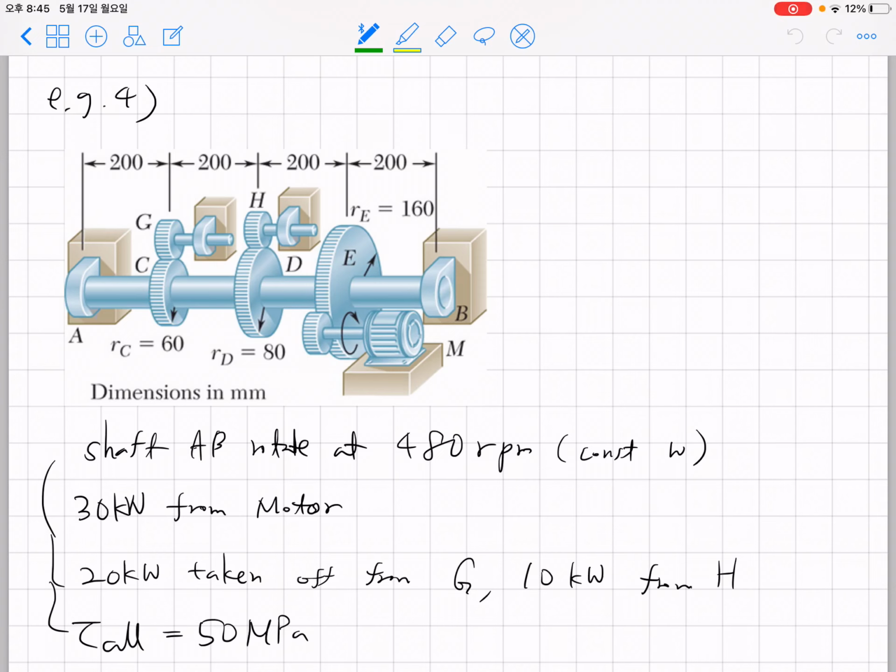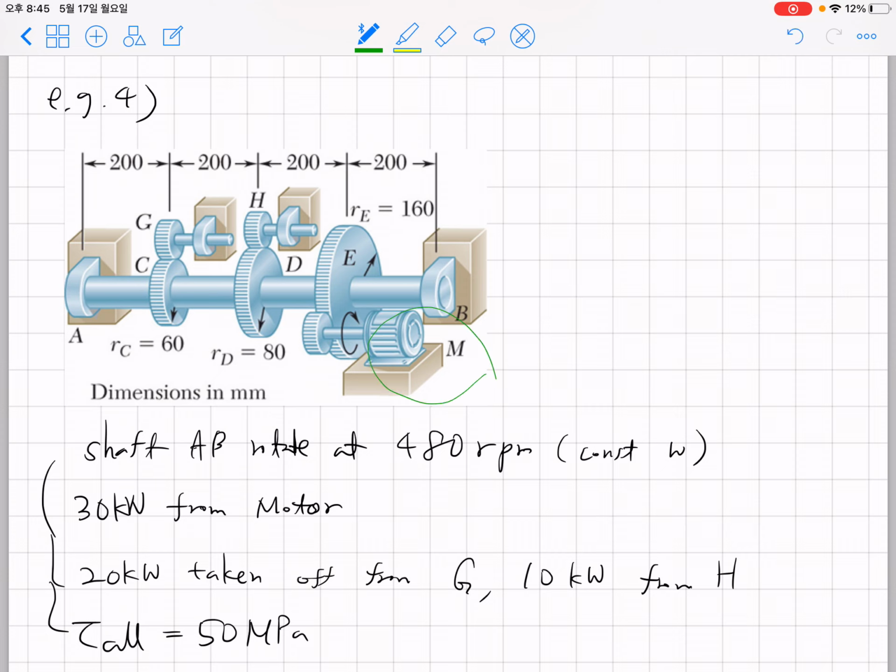Now let's move on to our last and fourth example problem of the second lecture of chapter 8. Here we consider a quite complex shaft system. The shaft system is driven by the motor M.